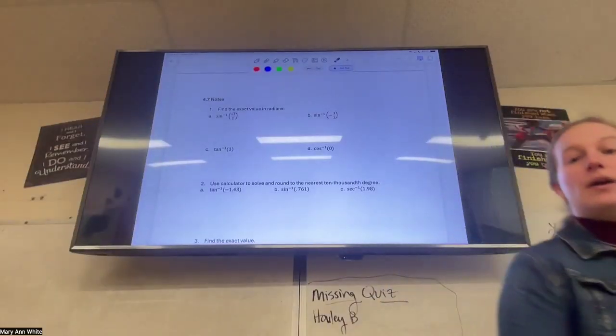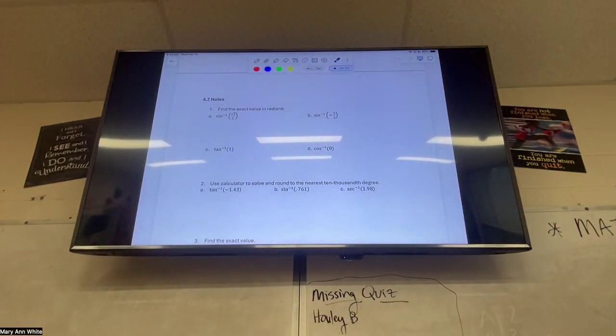Okay, so we are doing 4-7. Again, we're going a little out of order, but this is similar to stuff that we've done before. So I thought it was a good thing to do before we do 4-6. 4-7 is all of these trig functions, and they've got this raised to the negative first.